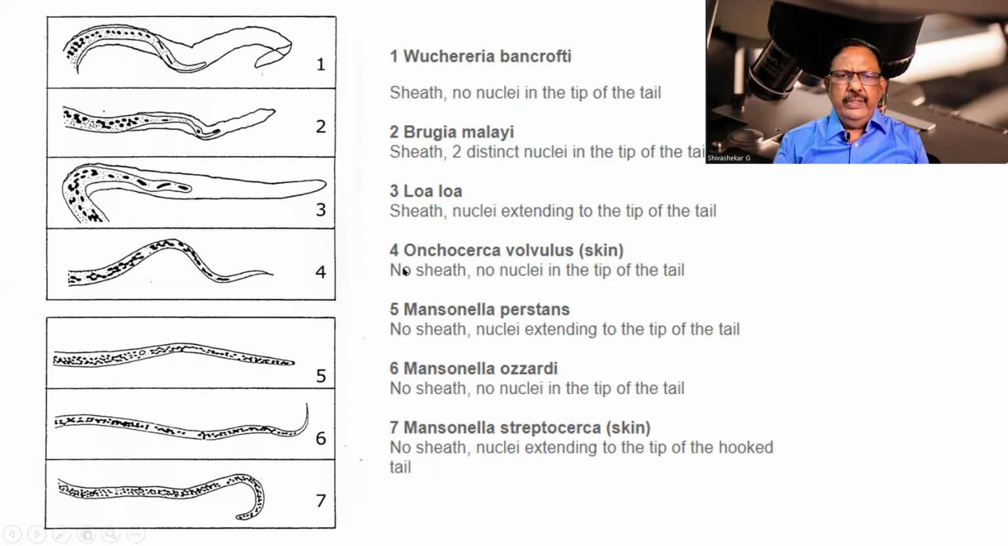microfilariae. Then there is Onchocerca volvulus in the skin. No sheath and no nuclei in the tip. Whereas Mansonella perstans has got nuclei till the end. Mansonella ozzardi, again, no sheath, no nuclei at the tip over here. And Mansonella streptocerca of the skin, no sheath, but the nuclei will be extending up to the tip. The tip of it is quite blunt and hooked, as you are seeing.